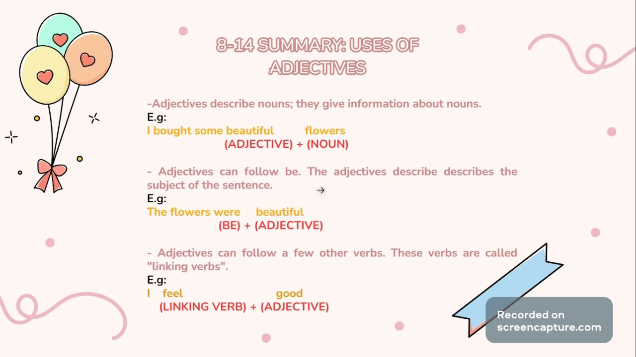Next, adjectives can follow a few other verbs. These verbs are called linking verbs. Example, I feel good. Feel is a linking verb and good is an adjective.